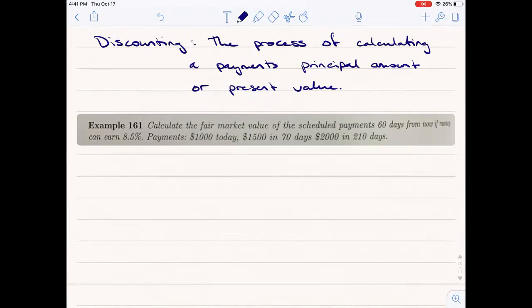Calculate the fair market value, so essentially the equivalent payment of the scheduled payments 60 days from now. So what are these payments worth 60 days from now? If money can earn 8.5%, the payments are $1,000 today, $1,500 in 70 days from today, and then $2,000 in 210 days from today.